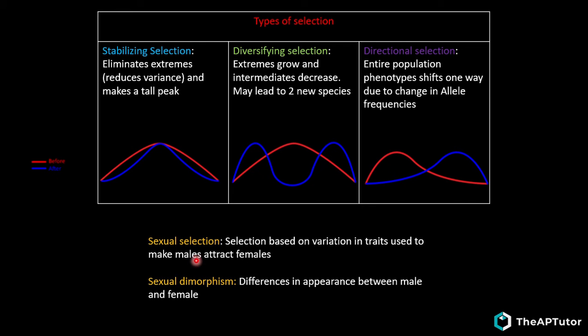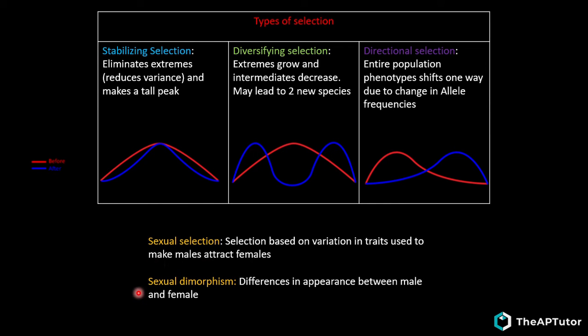There's also sexual selection, in which selection is based on variations in traits used to make males attract females. For example, in the peacock, the males are actually brightly colored, which is supposed to attract females, and some males, say if they are better colored than others, will attract females, and therefore their trait will be passed on. Not due to the environment, but just simply due to the fact that they're better at mating.